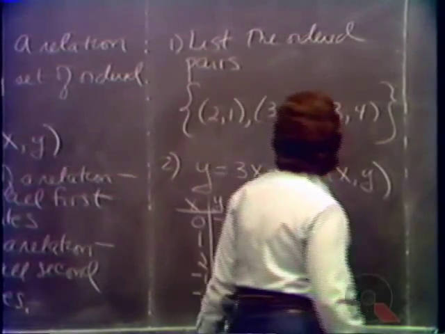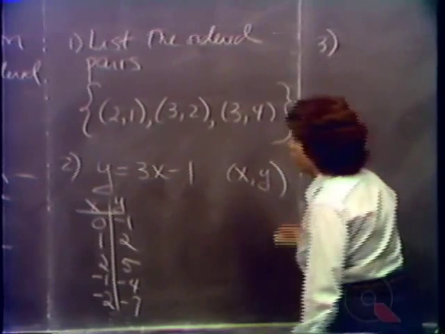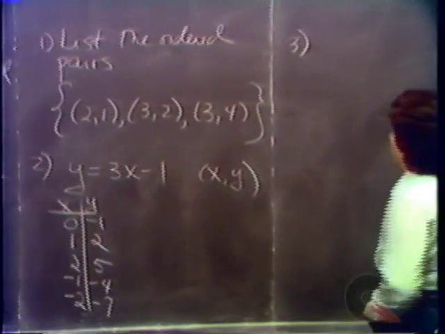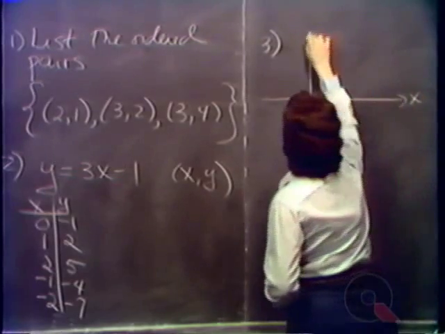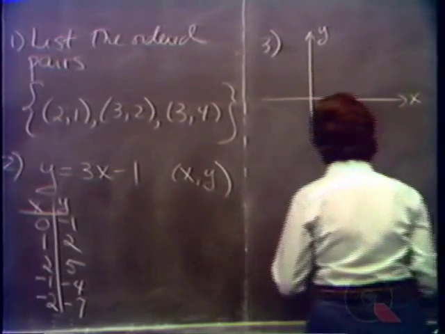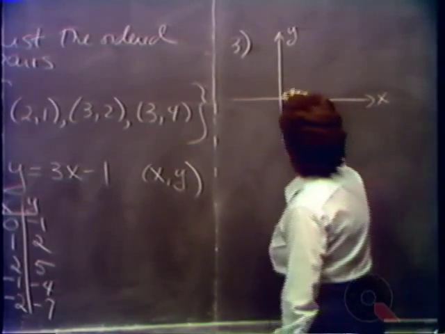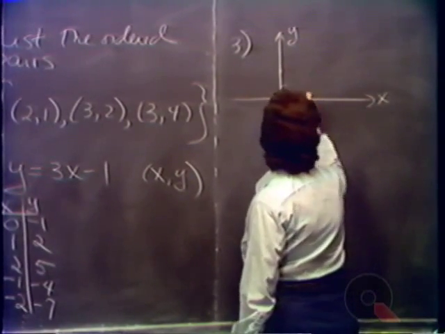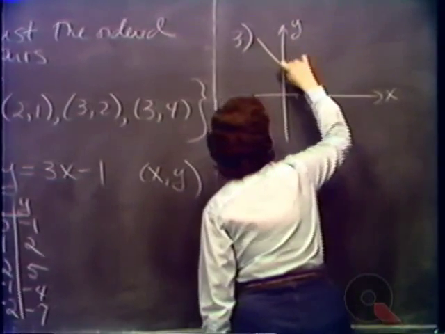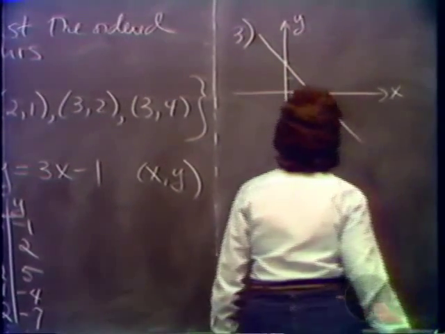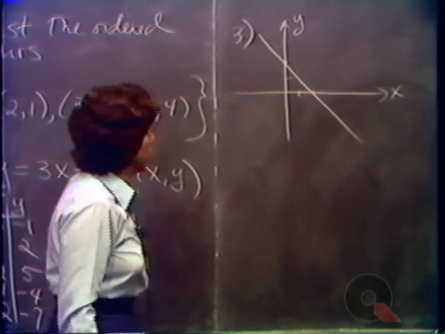A third way to represent a relation is to sketch the graph of the relation. We could have something like this. Here are our x-axis and our y-axis, a rectangular coordinate system. And I could write, let's say, here's the point 0, 2, and here's the point 2, 0. And we could say that this is a sketch of the graph of a particular relation.